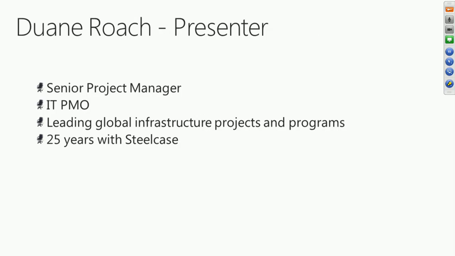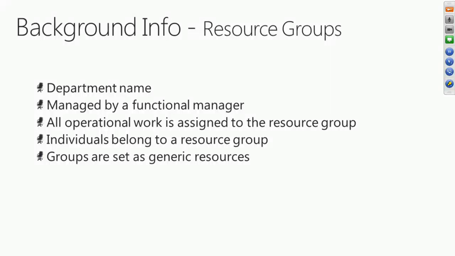Okay, so that's enough about Steelcase and me. To give you a little background here, at Steelcase we have 94 separate resource groups in IT alone around the world. Each is unique. Each has its own reporting structure to a single functional manager, and the manager can oversee multiple resource groups. All operational work is assigned to each resource group, and we're going to give some detail on that a little bit later. Also, all people only belong to one resource group. We don't do any double dipping, so you only get counted once.